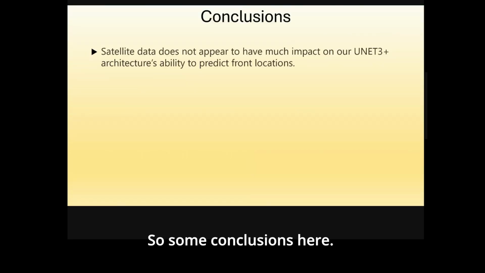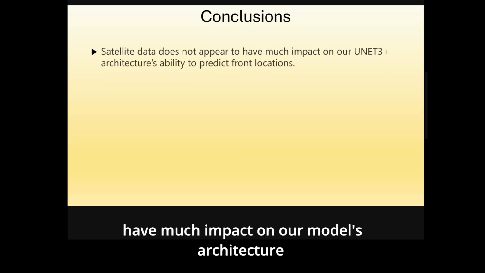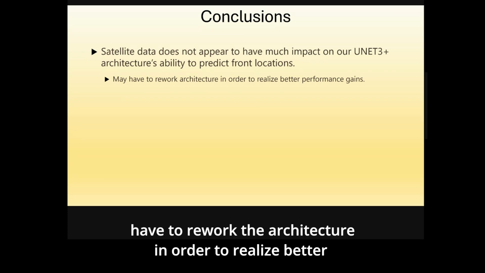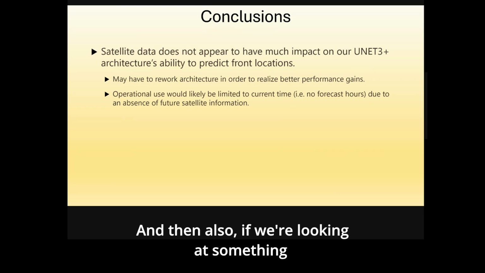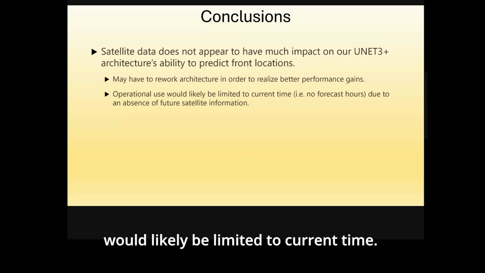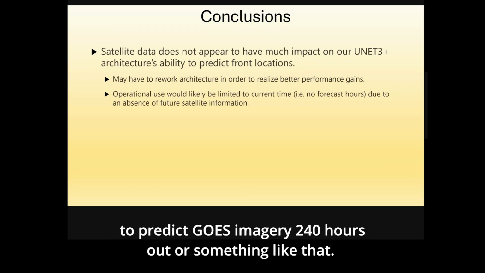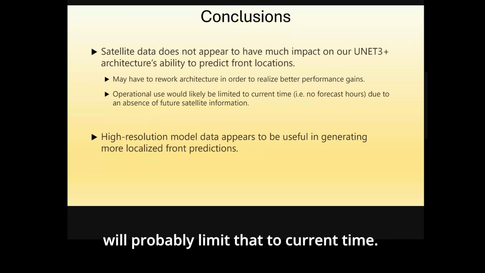So some conclusions here. We've found that satellite data doesn't appear to really have much impact on our model's architecture to predict front locations. And this also could be because we have to rework the architecture in order to realize better performance gains. And then also, if we're looking at something like the GOES data, the operational use would likely be limited to current time, because if you're using GOES data, we don't really have a way right now to predict GOES imagery 240 hours out or something like that. So the absence of future satellite information will probably limit that to current time.